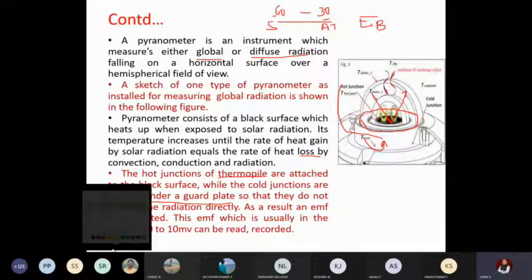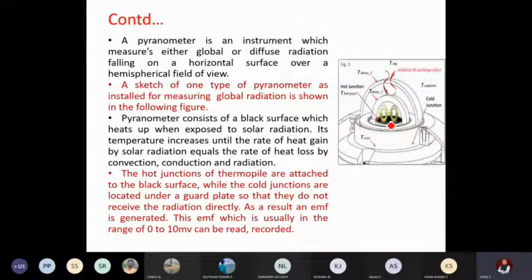I'll repeat once again. One end of the thermocouple will be connected here. You can see it is marked as T hot junction. The other end is connected underneath the guard plate, so that it does not get any radiation from the sun.